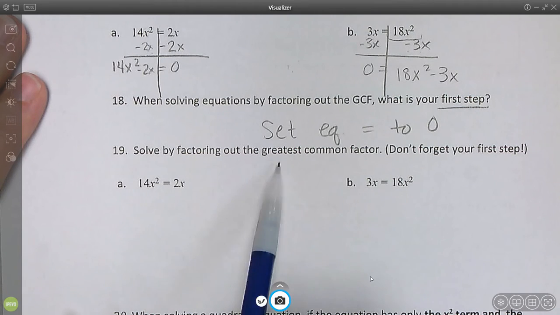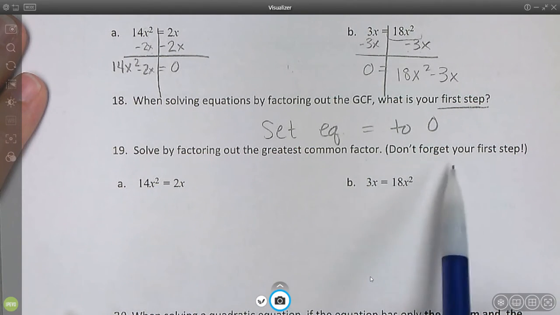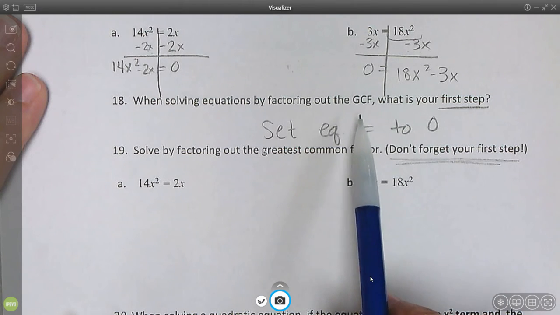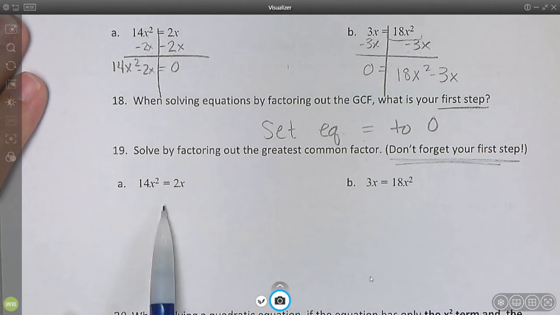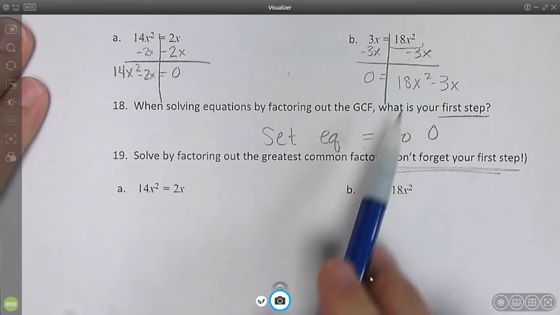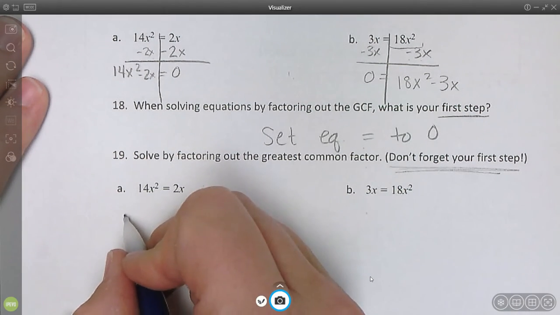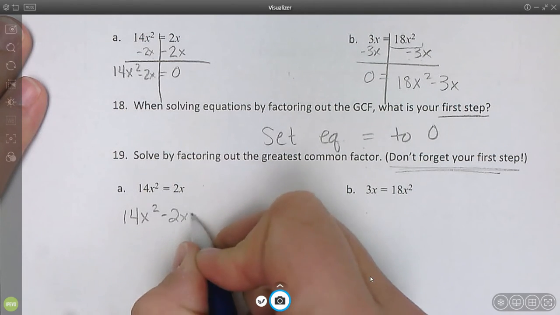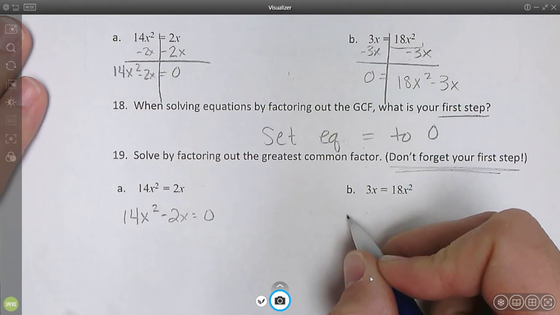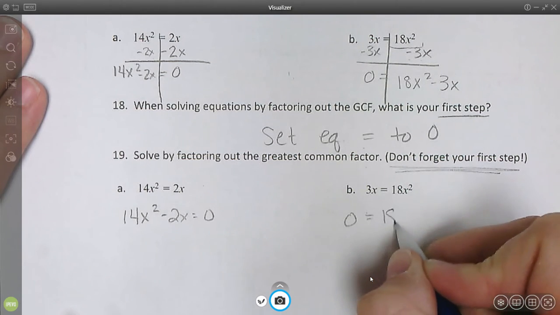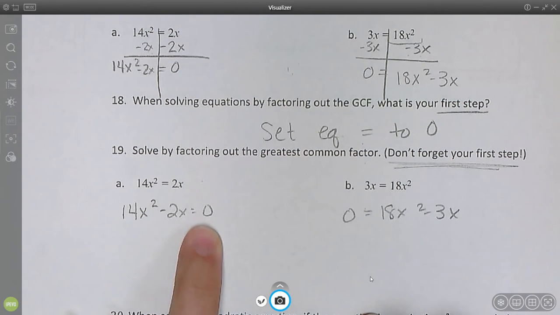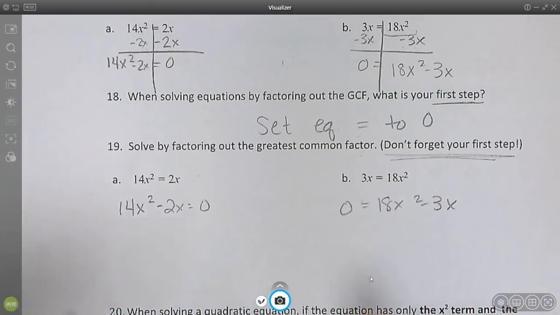19, solve by factoring out the greatest common factor. Don't forget your first step. So first step is to set the equation equal to 0. And these two problems are actually the same as what was up here. So I'm just going to copy down. We already did our first step. So 14x squared minus 2x equals 0. And 0 equals 18x squared minus 3x. Notice how the 0 is on the right side here and the 0 is on the left side here. It doesn't matter, they're the exact same thing.